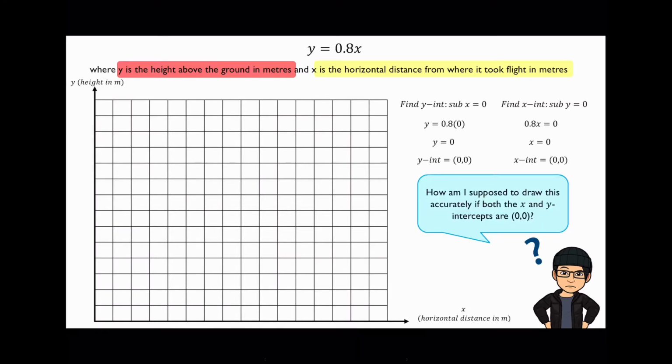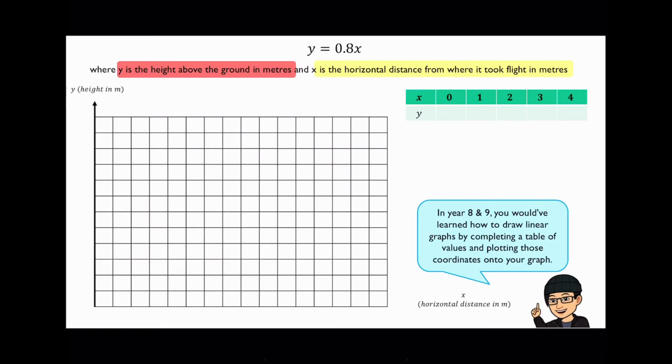So instead of finding both the x and y intercepts to graph y is equal to 0.8x, what I recommend you do is use a table of values. This is something you should have previously learnt back in year 8 and year 9 when you first learnt about substitution, just inserting numbers into an equation. In this case, I'm going to substitute values starting from x is equal to 0 all the way to x is equal to 4. Do you need to include this much? No, not necessarily, but obviously having more points means your graph is going to be a lot more accurate. But the minimum is always going to be 2 coordinates, okay?